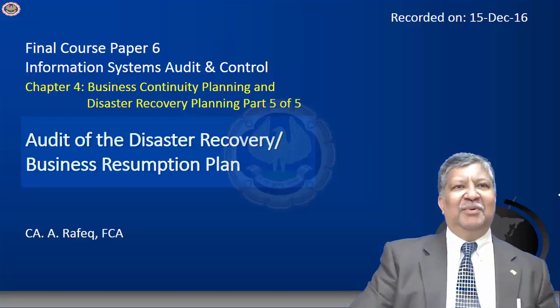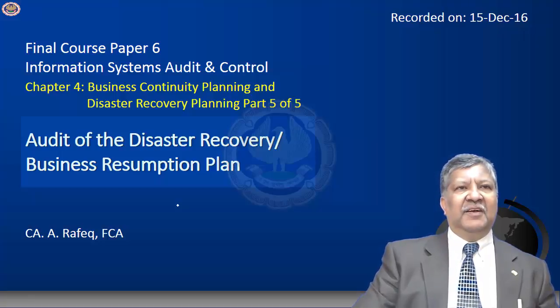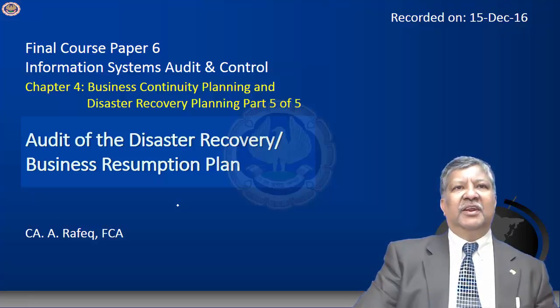My dear students, I am pleased to welcome you to this presentation on audit of the disaster recovery and the business resumption plan. This is part 5 of the presentation on chapter 4, which covers business continuity planning and disaster recovery planning. This is part of the final ISCA paper, Information Systems Audit and Control. If you have not gone through the earlier presentations, I suggest you please look at presentations 1 to 4 and also look at the introductory presentation on the ISCA paper.